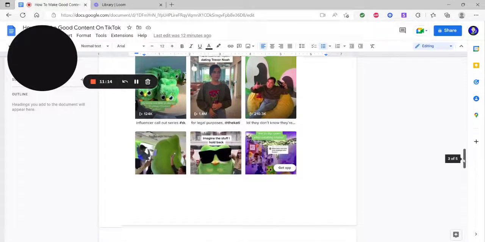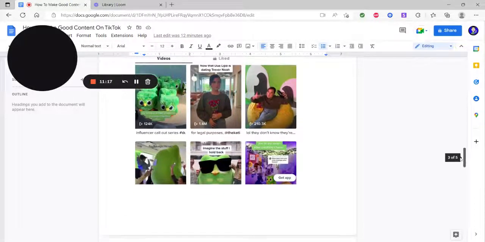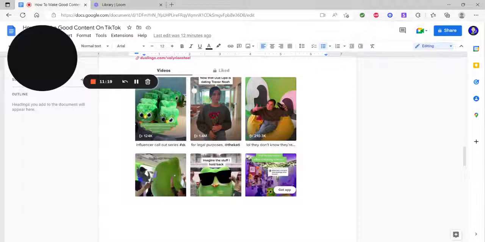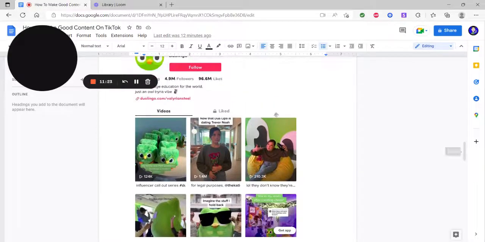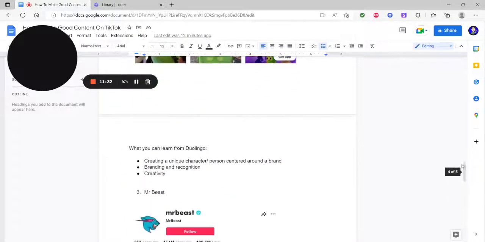And because of that, they've created such a brand where they were able to leverage their mascot to the point where they built such an audience. And they use TikTok for that. And look at this, 4.9 million followers with almost 100 million likes, which is absolutely insane. And here's what you can learn from Duolingo. If you're going to create a brand, it's best that you do it using a unique character or person centered around your brand. Whether you have a mascot or a person that can be recognized.